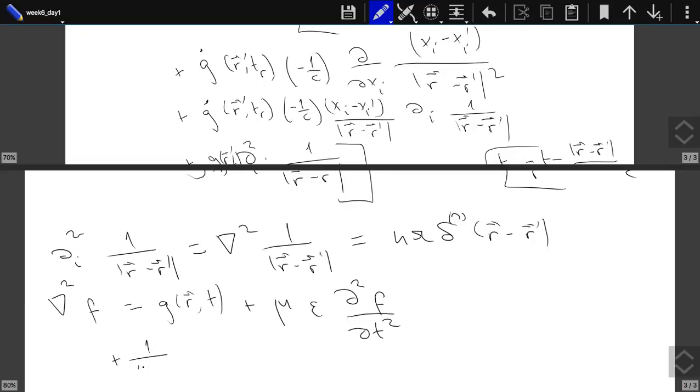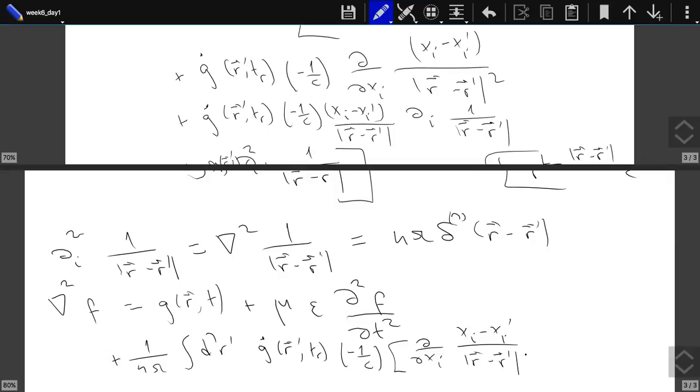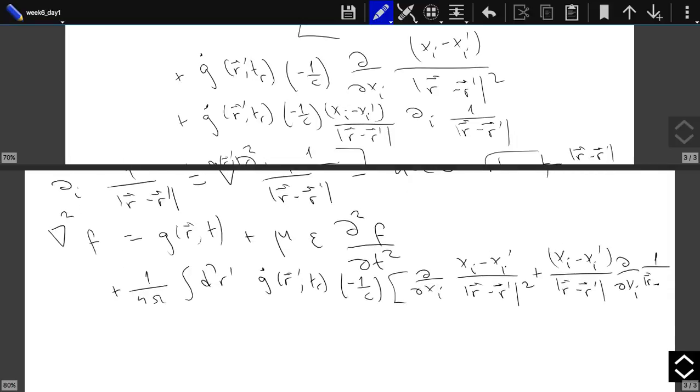Plus 1 over 4 pi d cubed r prime g dot r prime tr times minus 1 over c del over del xi minus xi prime divided by r minus r prime squared plus xi minus xi prime over r minus r prime del over del xi of 1 over r minus r prime.